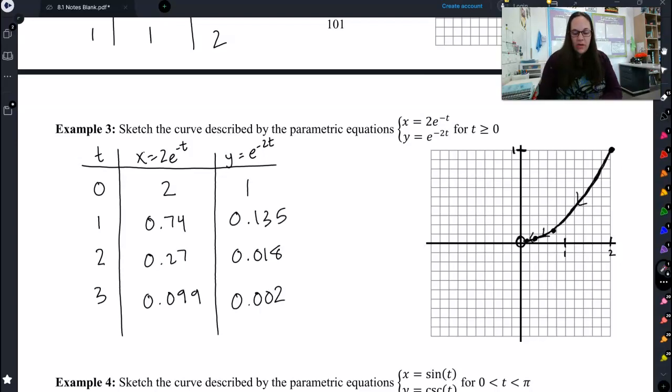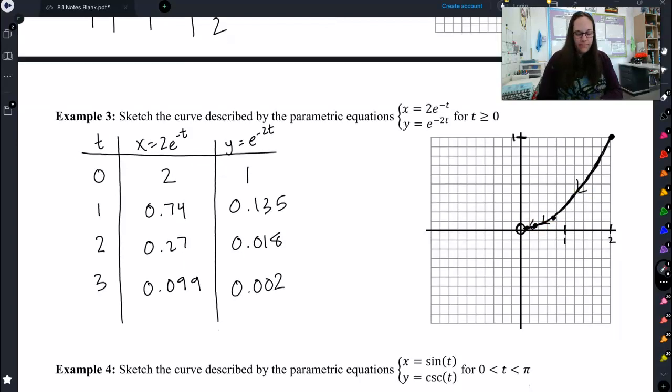Check your work. We started over here at 2, 1, and then these answers are getting closer and closer to 0, but you'll notice that because it's an exponential, they're never actually going to reach 0. These are going to get way closer, but they'll never reach it. So that's why I have here at 0, 0 at the origin an open circle, showing that these answers are going to get closer and closer to this origin point of 0, 0, but never actually touch it. And then, of course, I added my arrows in to show direction.